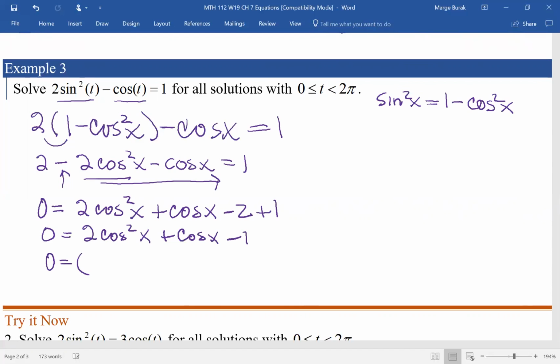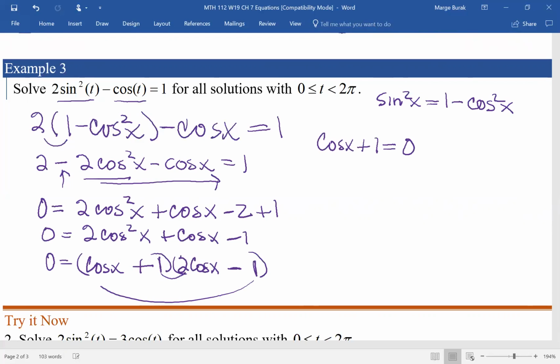Okay, and then I can factor this as, I'll have a cosine x and a 2 cosine x. I usually put my 2 first, but as long as they times to this, and I've got to have a 1 times 1 that times to that, and I'm looking for a positive 1 in the middle, so that's going to be 2 minus 1, so plus 2 and minus 1. And then we'll set each of these equal to 0, so I've got cosine x plus 1 equals 0, and 2 cosine x minus 1 equals 0.